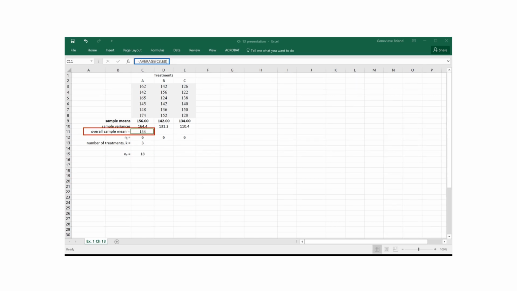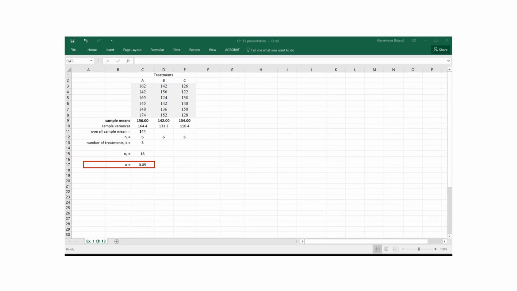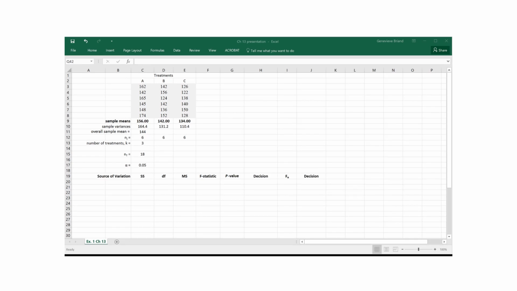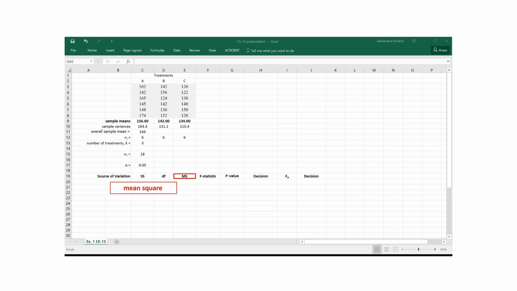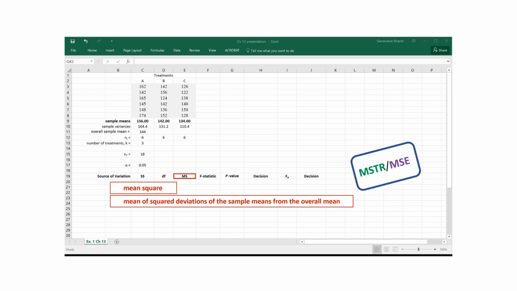The overall mean is simply the average of all the data, and we set our level of significance at 0.05, and this is how we organize the rest of our worksheet. SS stands for sum of squares, specifically sum of squared deviations of the sample means from the overall sample mean. MS stands for mean square, specifically mean of the squared deviations of the sample means from the overall sample mean. So mean squares are the measures of variance we were talking about earlier, MSTR and MSE, mean square due to treatment and mean square due to error.